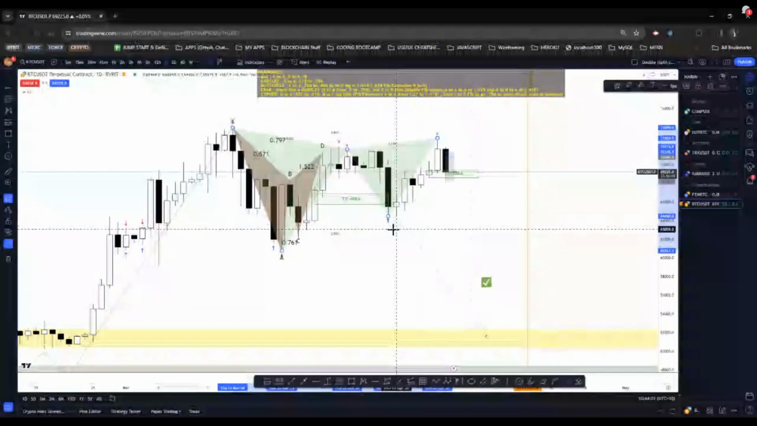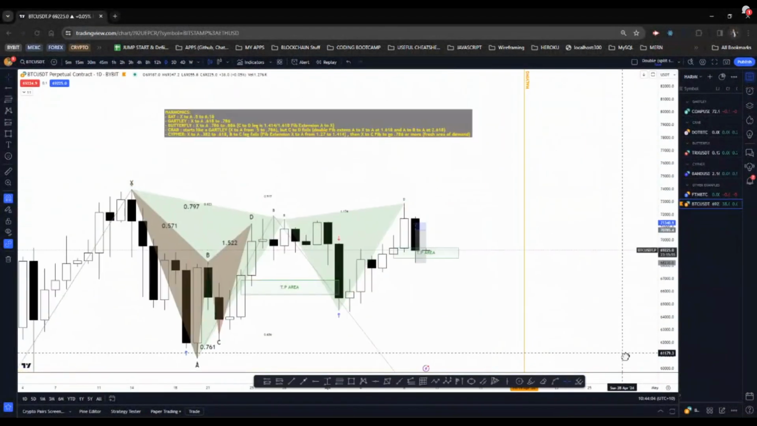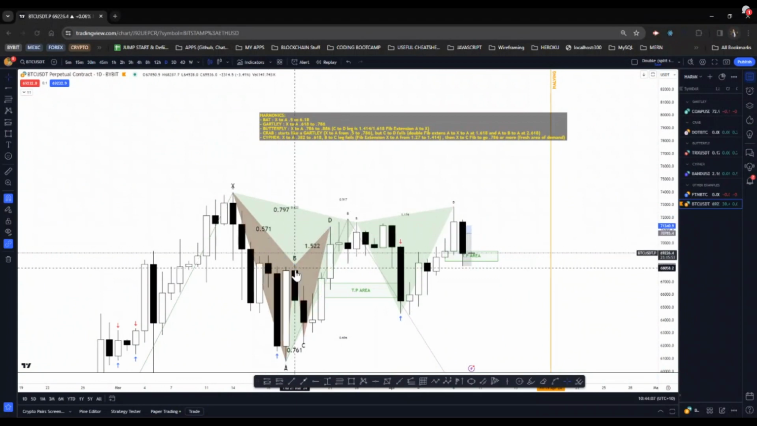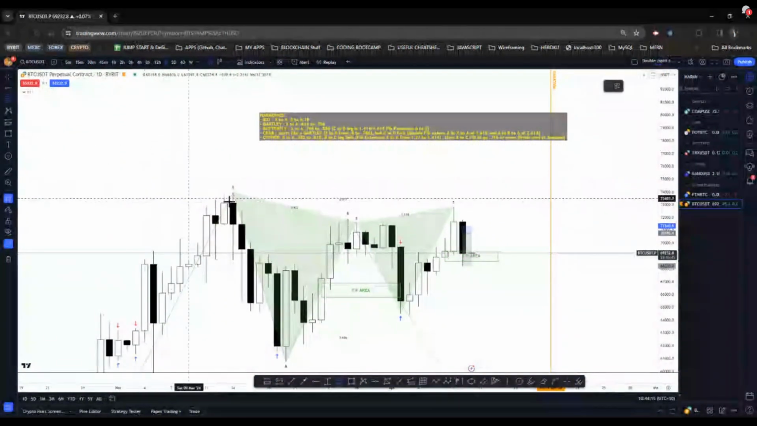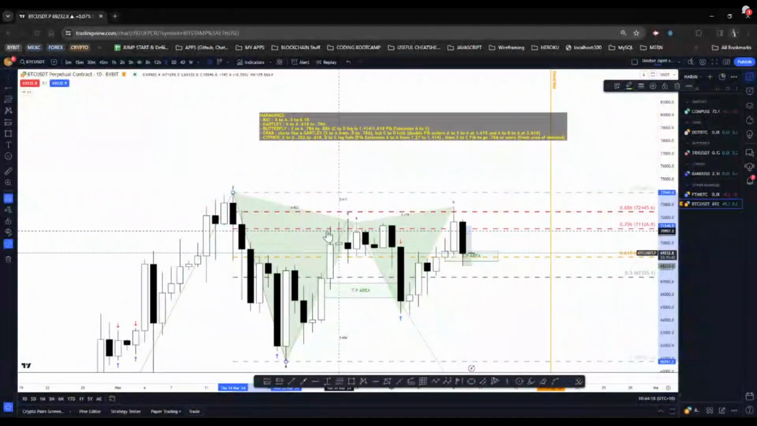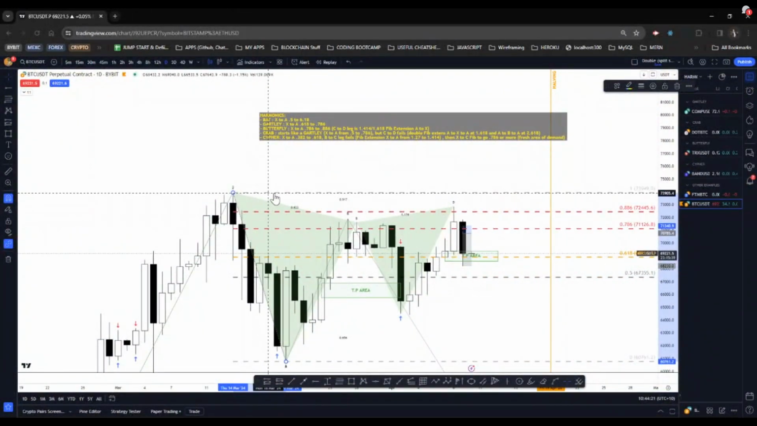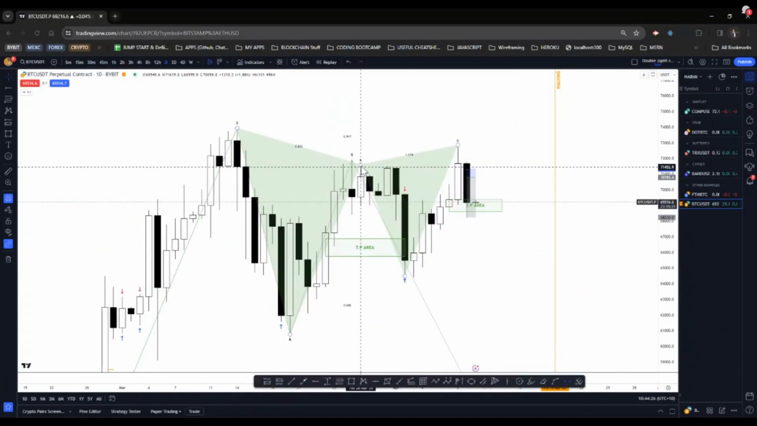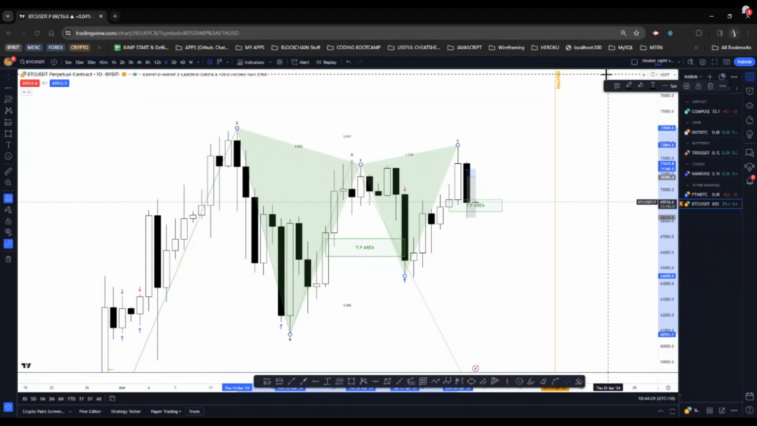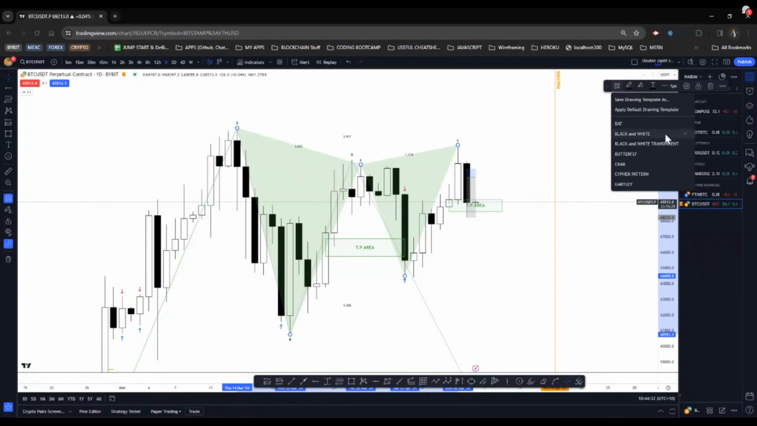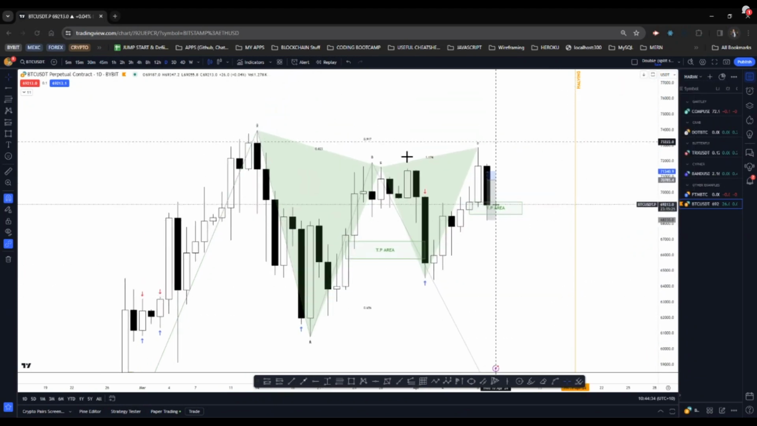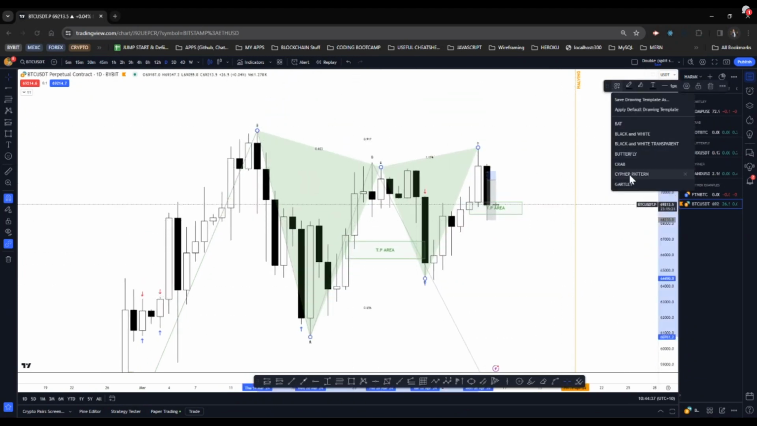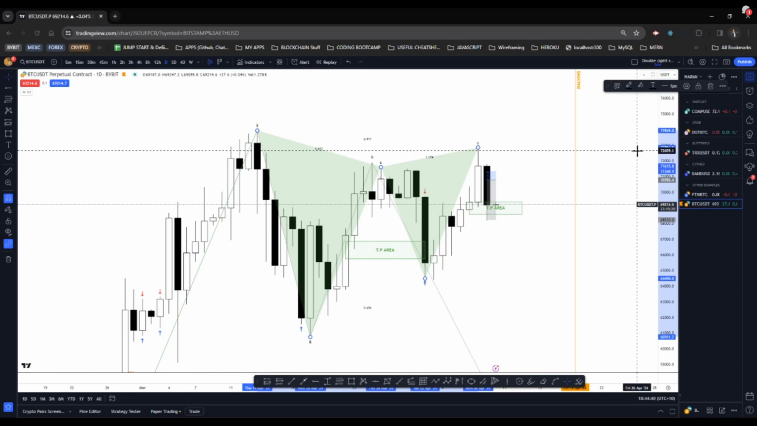Can anyone tell me what kind of pattern this is? I don't know if you can see the level, but it's 0.823 of the XA. So it's above the 0.76. Anyone want to take a stab at what kind of pattern we're forming here? I guess it's Gartley, maybe. It is not. It is in fact a butterfly.